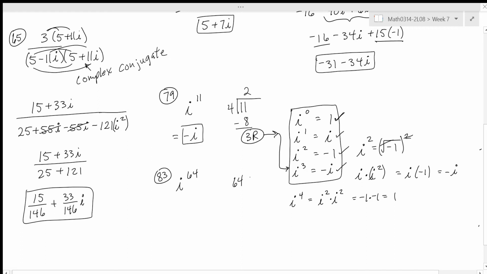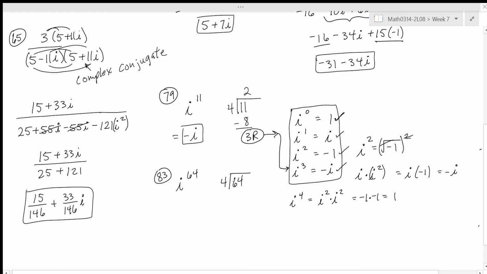Now, what did I say to do? I said take the exponent and divide by what? Always 4? Would Desmos do this? I don't know. You want to check? Let's finish this one by hand and we'll go to Desmos and check. I don't think I've ever tried it in Desmos.